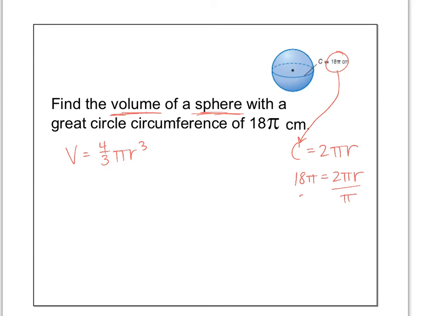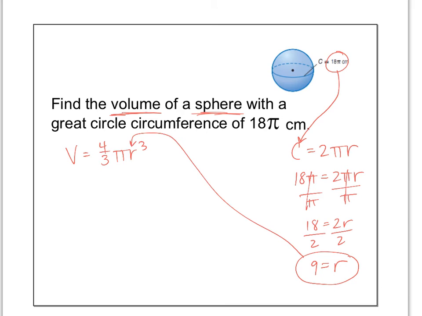Divide by pi. These will cancel. So you get 18 equals 2r. Divide by 2. 9 is your radius. Now you can take your 9 and plug it into your formula. So the volume of this sphere is going to be 4/3 pi 9 cubed.